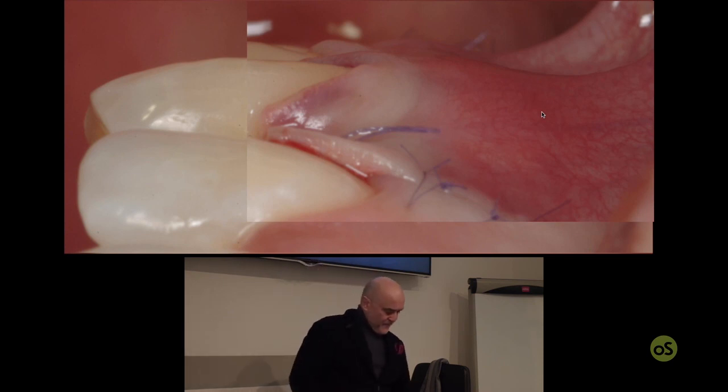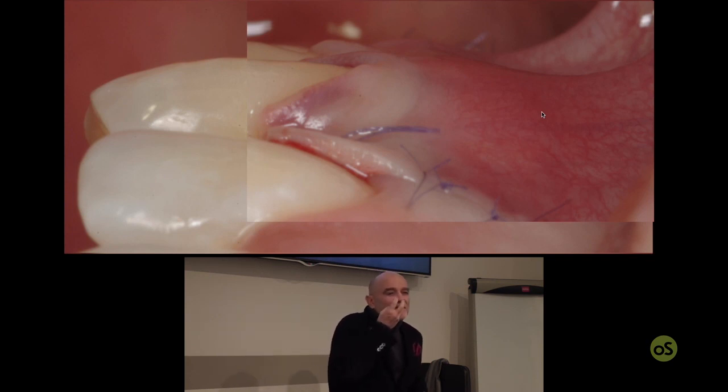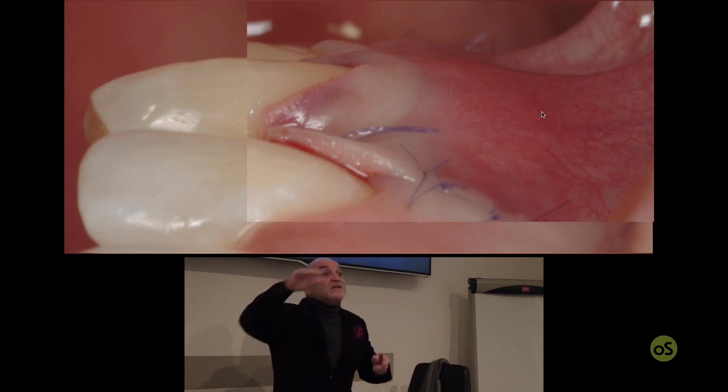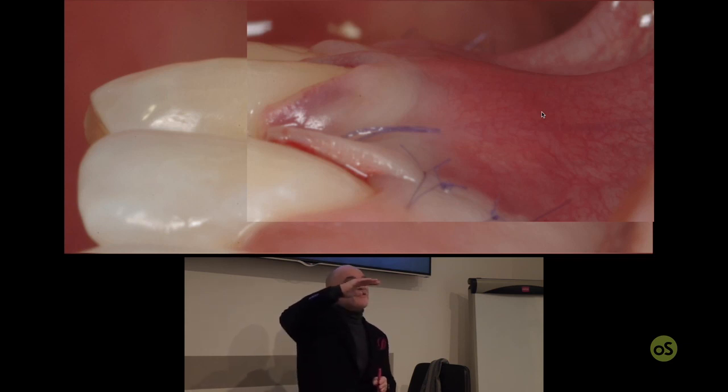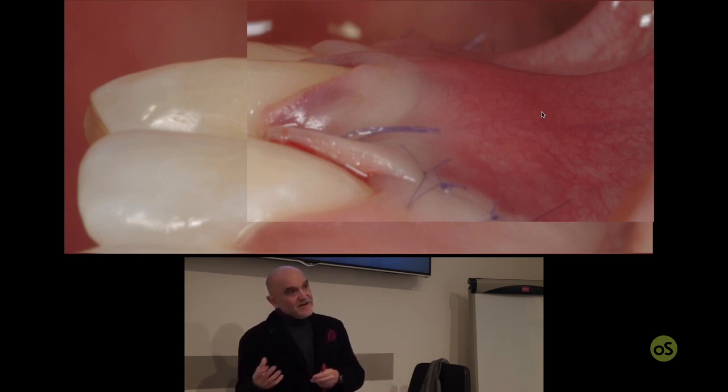So what is the first and main indication to add a connective tissue graft? Lack of keratinized tissue. Second, even if there is keratinized tissue, but there is a big concavity, a very soft, demineralized root, you have to apply the connective tissue graft, even if you have keratinized tissue, to prevent the collapse of the tissue, because the root is not adequate for keeping the tissue in the right buccal position.